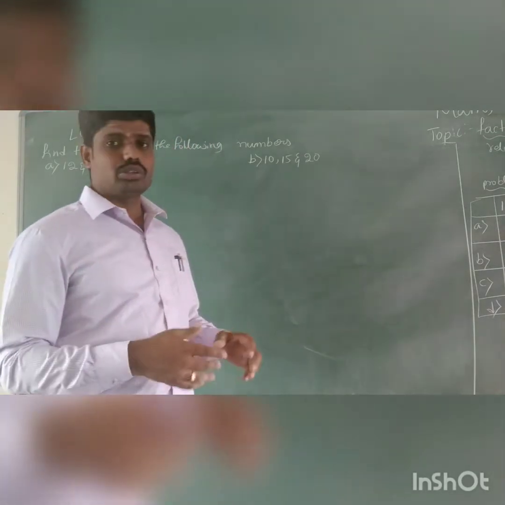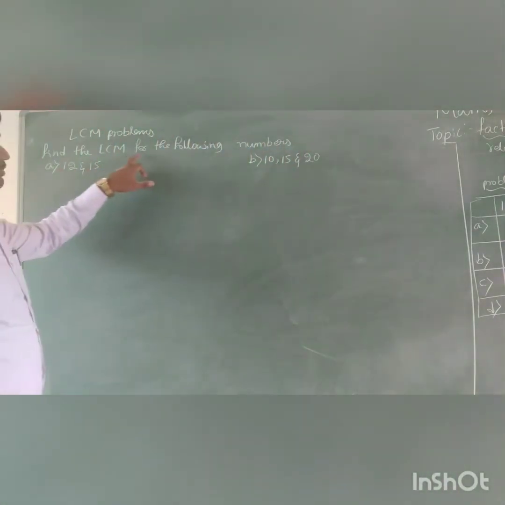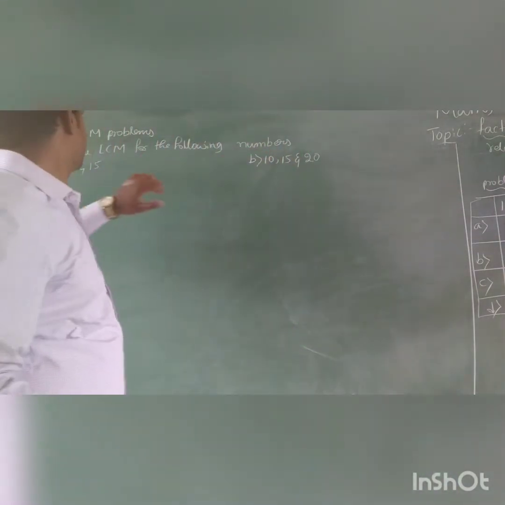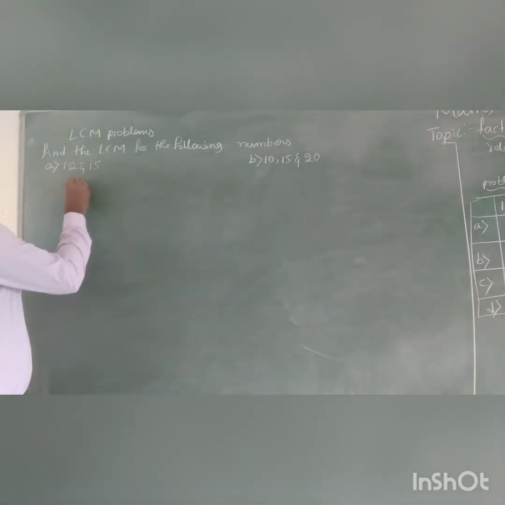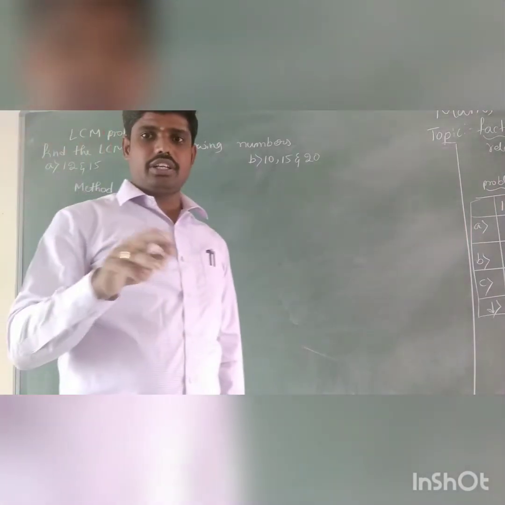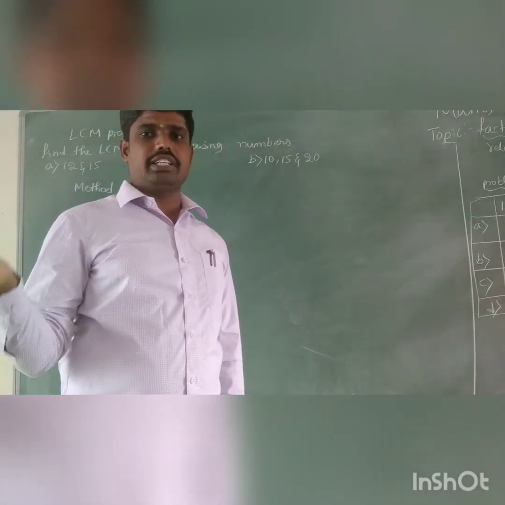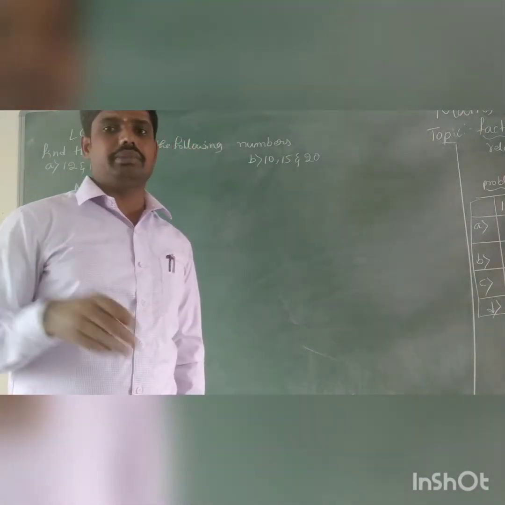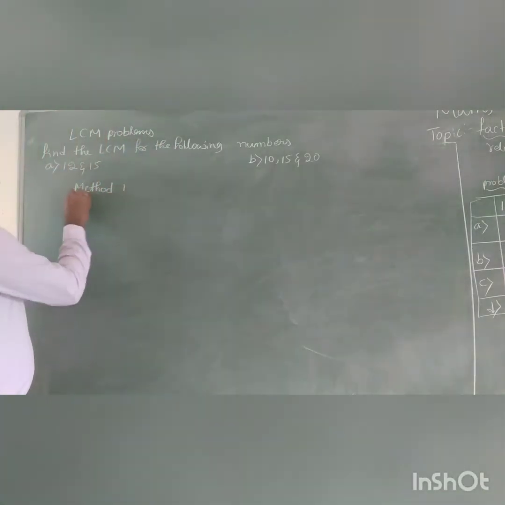Now going to how to solve the LCM problems. First one, find the LCM for the following numbers: 12 and 15. There are two methods to find the LCM. One is to find the multiples, then list out the common multiples, and the least common multiple is the answer. Another method is the division method. First, method 1.